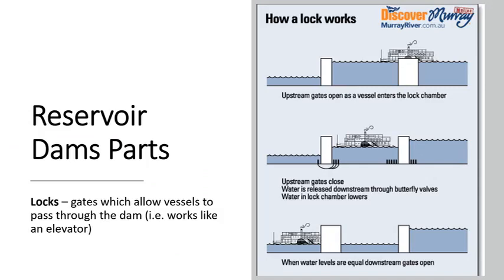Next is the locks. These are essentially like elevators, and they allow passage of vessels through the dam. As you can see in the figure, you have a vessel entering the lock chamber, and once it enters the chamber, the water levels can be lowered so that the vessel can actually continue to the lower river level downstream.